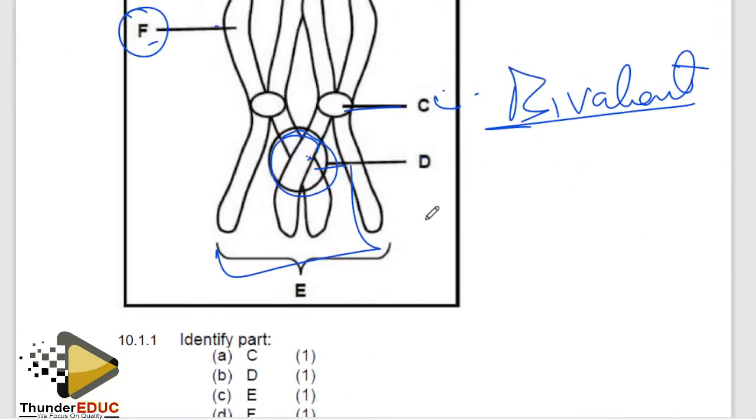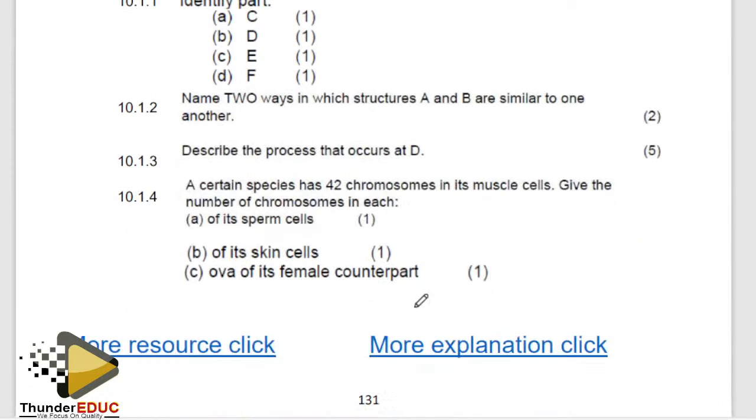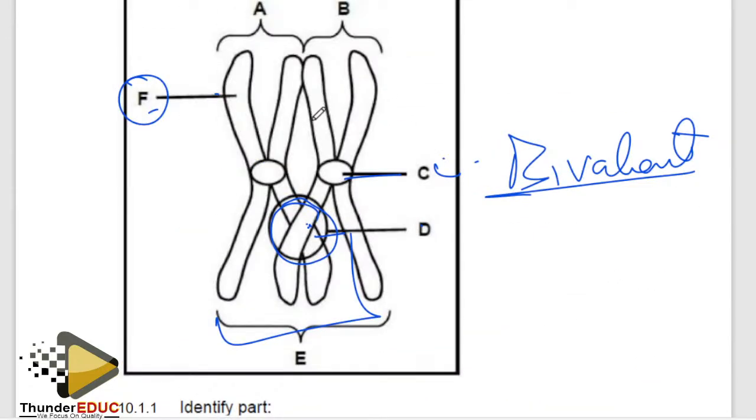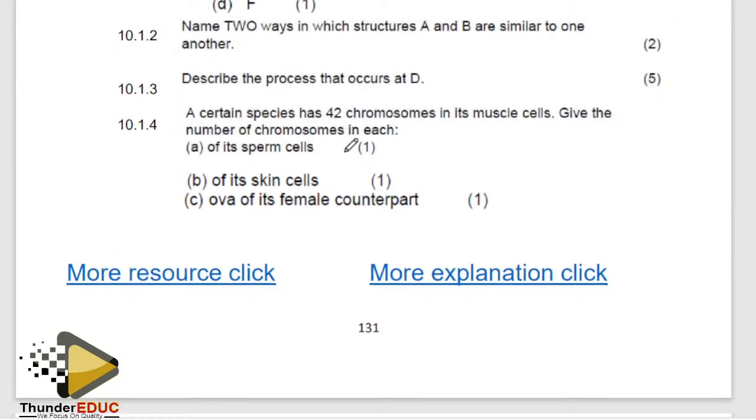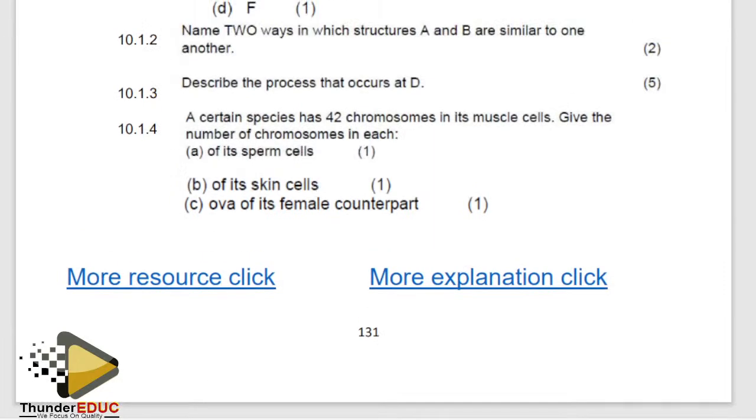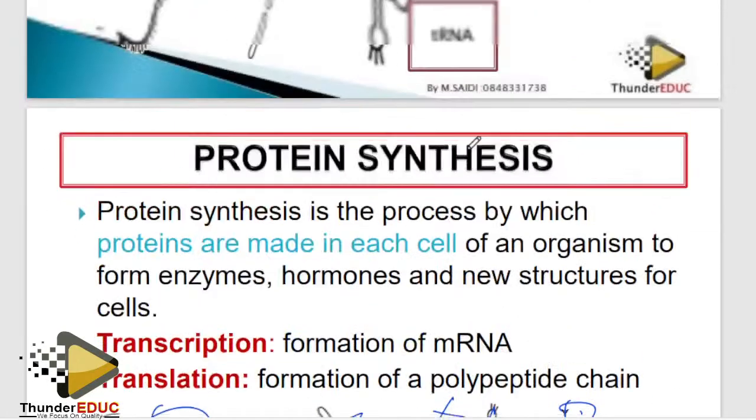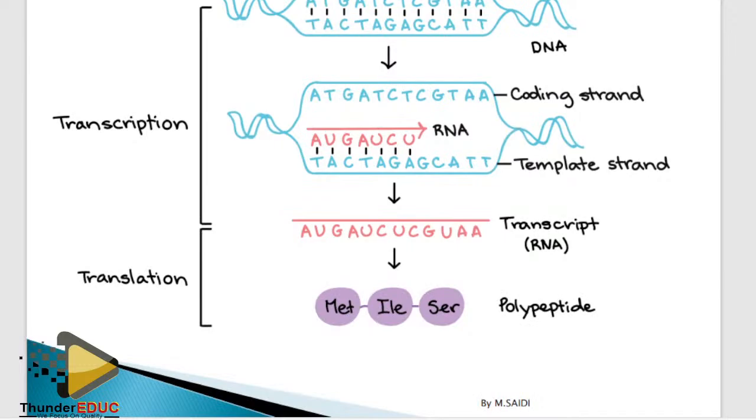Describe the process at D. So they are asking you to describe the process of crossing over, 5 marks. The homologous chromosomes come together. They cross over at a point called the chiasma. They exchange genetic material between two homologous chromatids, then they separate and form genetically different chromosomes. So basically, that's what you need to explain when it comes to that.